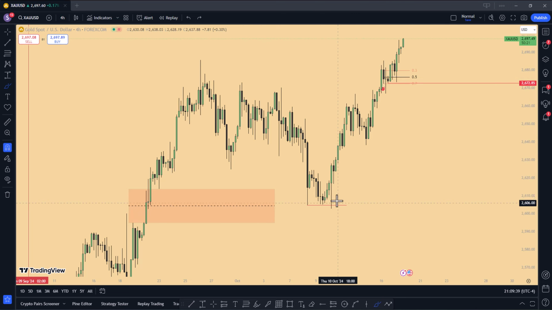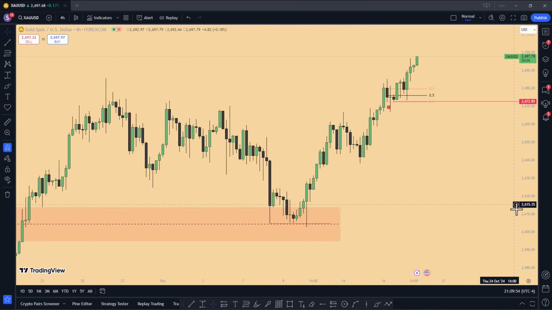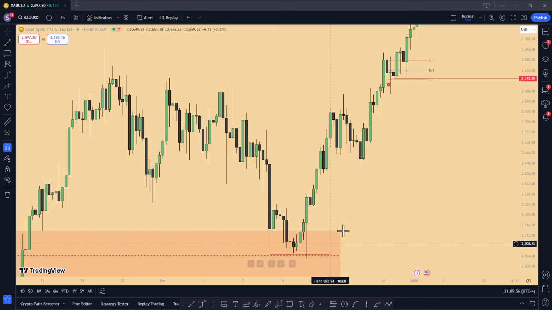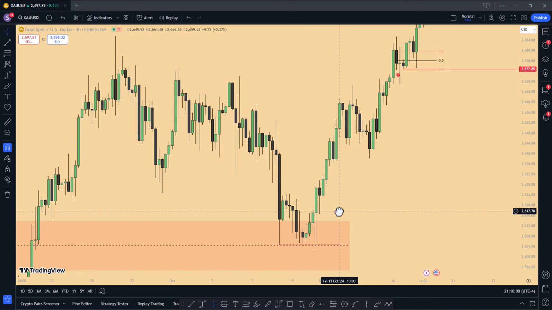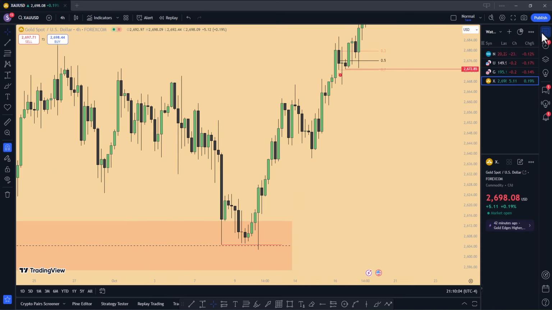So here we have the sweep, and now we are trading to the upside. Now we are looking for another sweep. I actually missed this one. Really beautiful sweep, but I didn't see it. I wasn't trading gold until this week. I took a look at its chart and it was really clean, so I added it to my list right here.